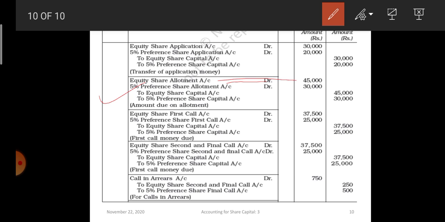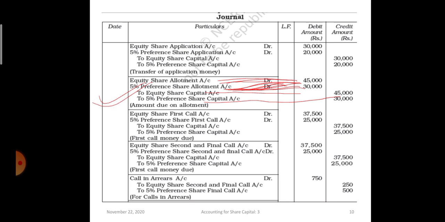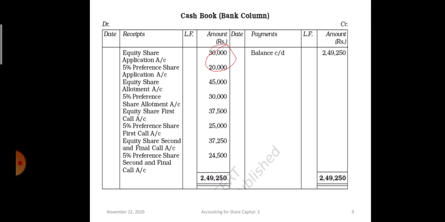Then the third entry will be when the allotment money is made due, 3 rupees. On 15,000 equity shares at the rate of rupees 3, 45,000 will be made due, and in case of preference shares at the rate of rupees 3 into 10,000. Allotment money is 3. So equity share capital and preference share capital both will be credited.